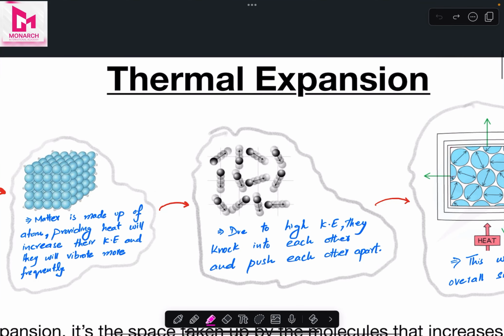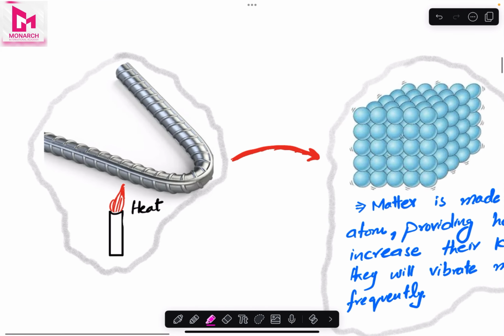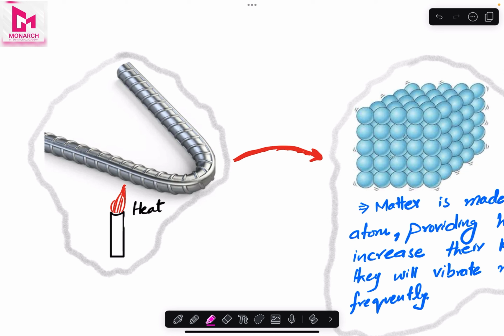We're going to start thermal expansion. So what happens? Let's suppose we have some object, a metallic rod that we are heating. When we provide heat to this metallic rod, what will happen?